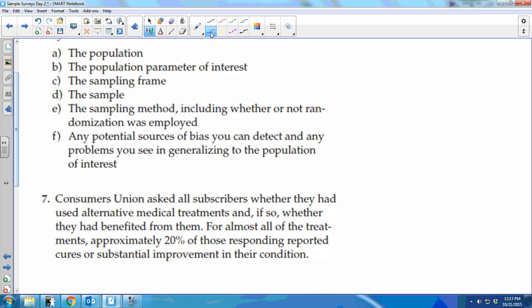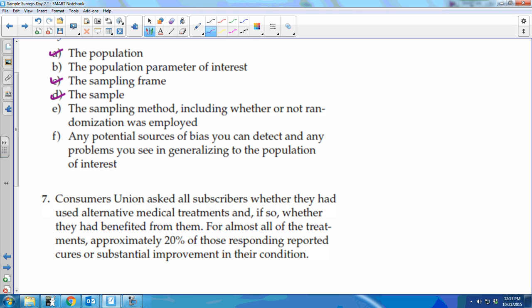Skip to C, the sampling frame. Consumers Union can only ask their subscribers, right? That's who they have access to. So even though the population is all adults, the sampling frame is going to be the specific set of subscribers they have. Does that make sense? The sample, we don't really know who they sampled. It doesn't tell us how many people responded. They didn't tell any of that. So I have no idea who the sample is.